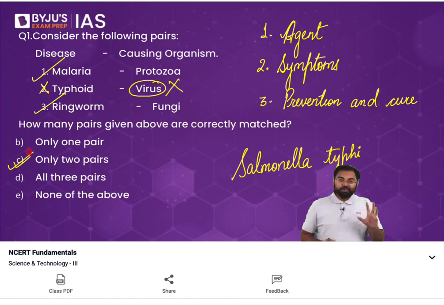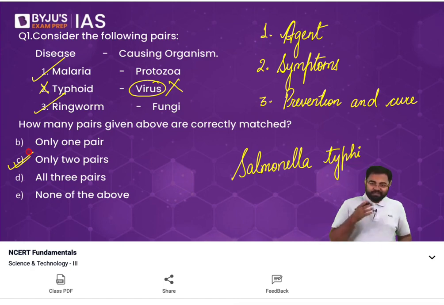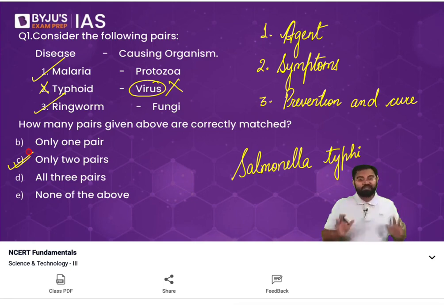Now this is a very unique way of asking the question. Instead of asking whether 1 and 3 are matched correctly or 1, 2 and 3 are matched correctly, here the question says only one pair is marked correctly, or two pairs, or all the three pairs are matched correctly. This is a pattern that we saw for the first time in the 2022 paper. If you look at the 2022 prelims paper, you'll see that there are some questions asked in this format. So this is very important to understand, that this is a new way in which they have started asking questions.